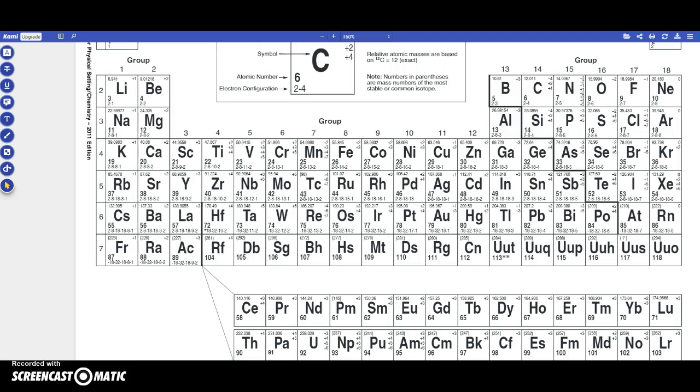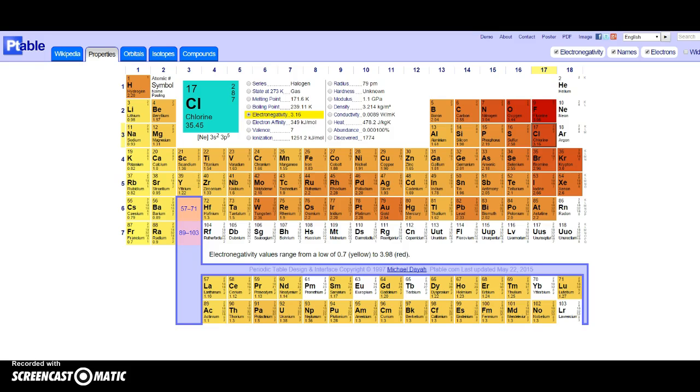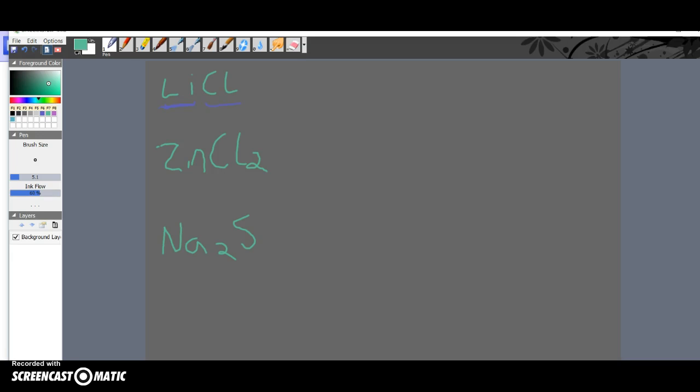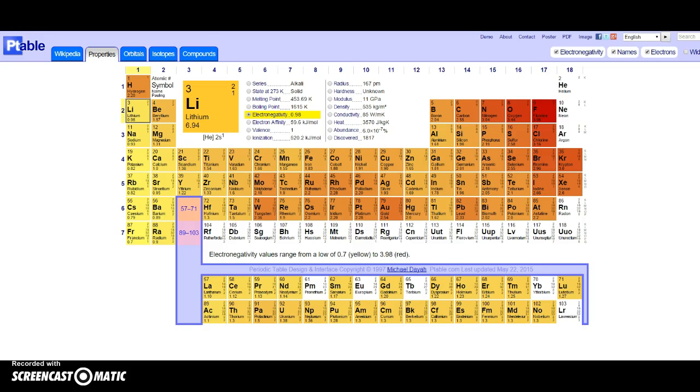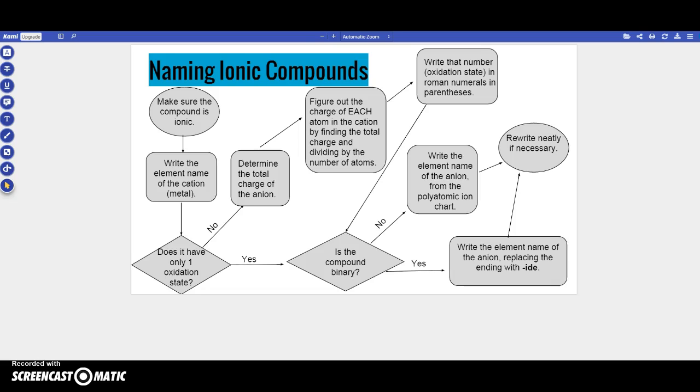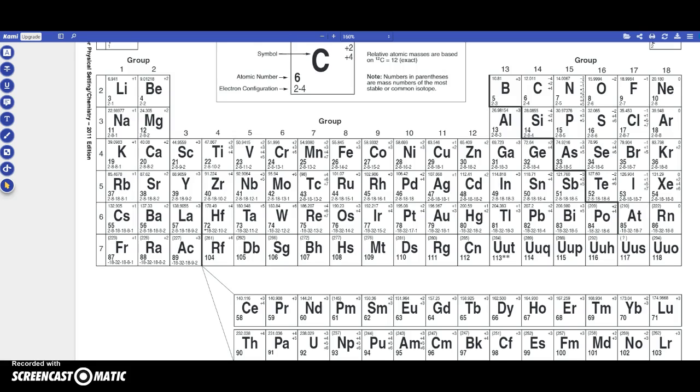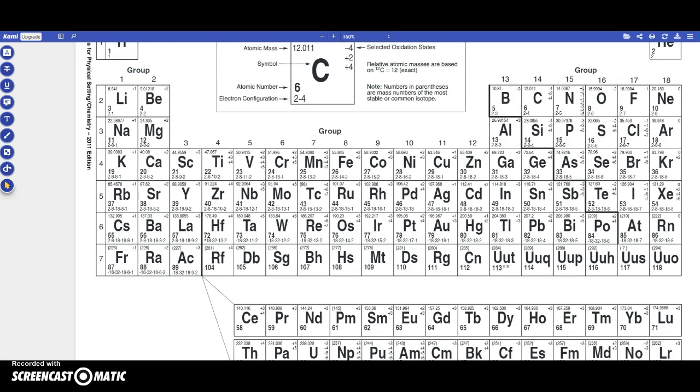So if we look at our periodic table, for our first compound, which is LiCl, our cation or our metal is lithium, Li. So we're just going to start by writing lithium. Notice it's not capitalized. We don't capitalize the names of compounds. They're not proper nouns. Then if we go back to our flowchart, it says, does it have only one oxidation state? So oxidation states we find on this one. And lithium, you can see, just has an oxidation state of +1.